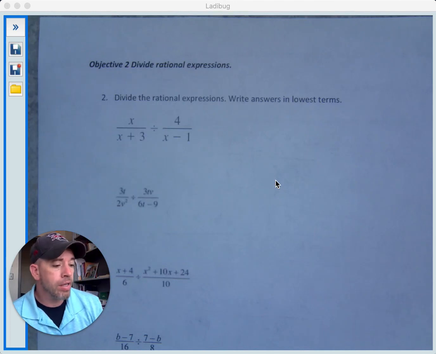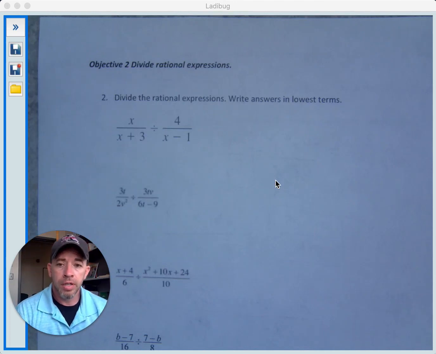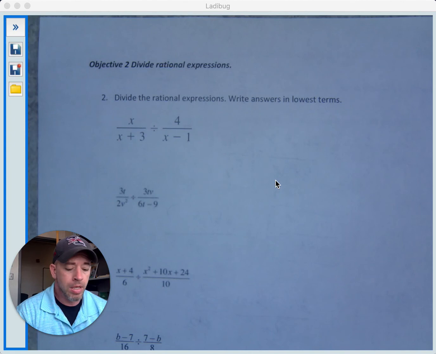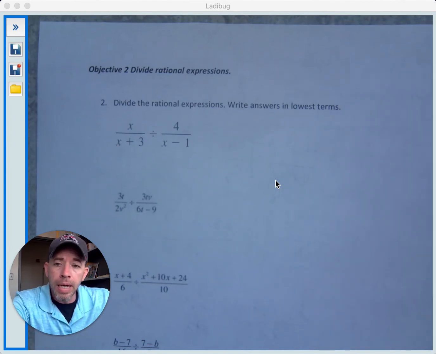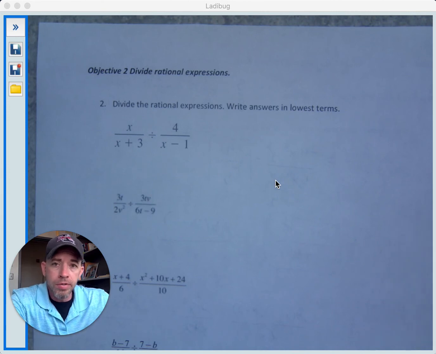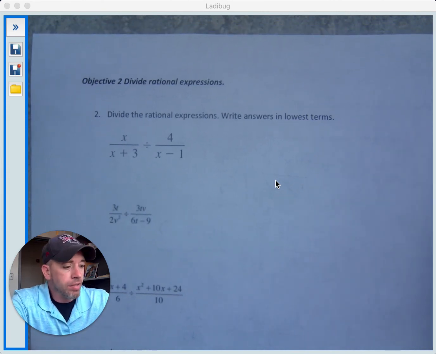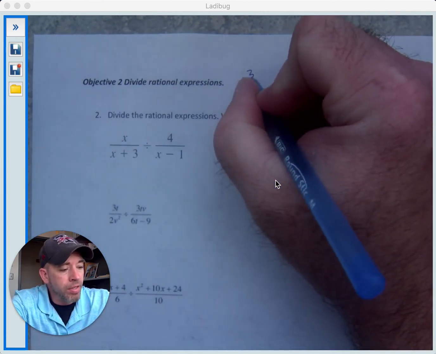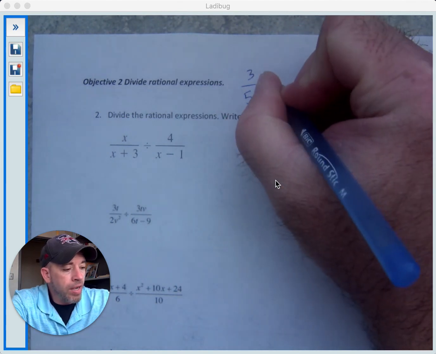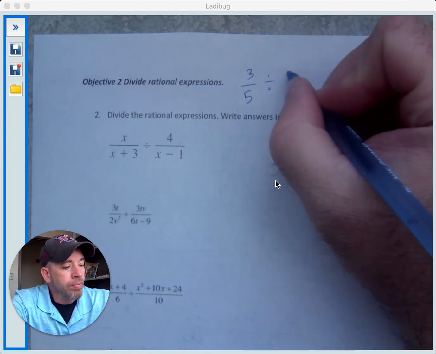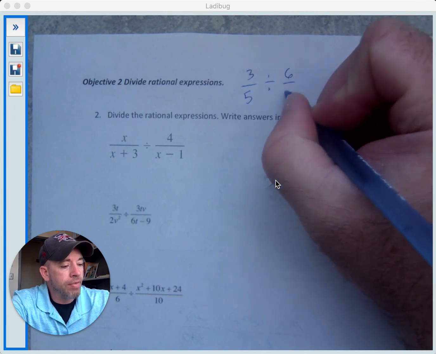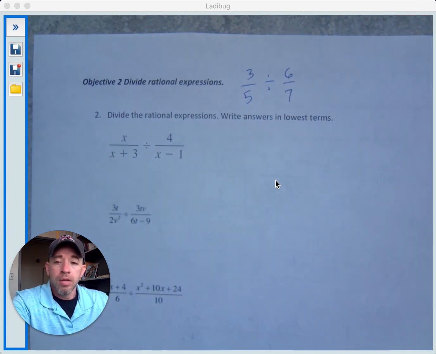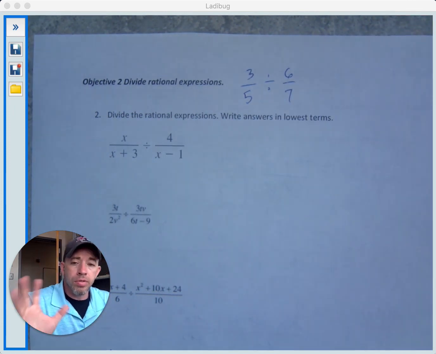Hey everybody, we're ready to start division of rational expressions. Before we get into the examples that are on here, let's go back in time and think about what we did in elementary school when we divided fractions. So if we had a problem like 3/5 divided by, let's say, 6/7, something like that, right? If you remember what we did in elementary school, there's a little process.